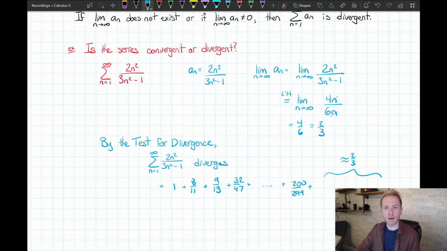If they don't, it's divergent. But what about trying to find out if a series is convergent? Well, then the test for divergence doesn't help us out with that. Let's see one example of how we can test to see if a series is convergent by using integration as our main strategy.